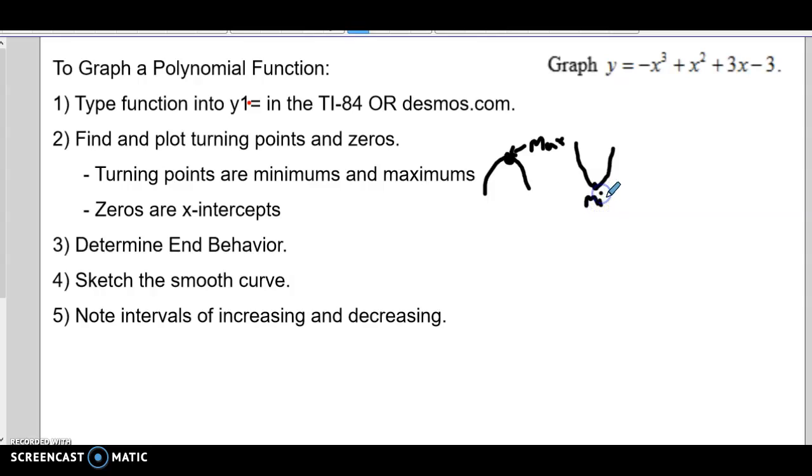And we've seen this with quadratics. Just some of these functions will have multiple minimums and multiple maximums. We also know zeros. We've seen that term before. That's the same thing as an x-intercept. So where is this function crossing the x-axis?